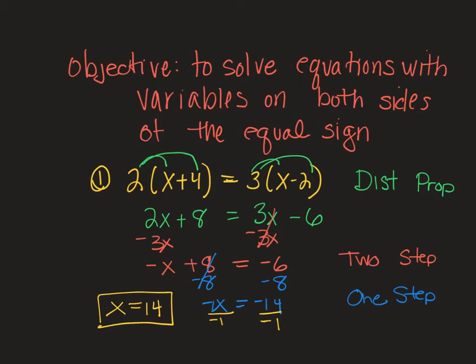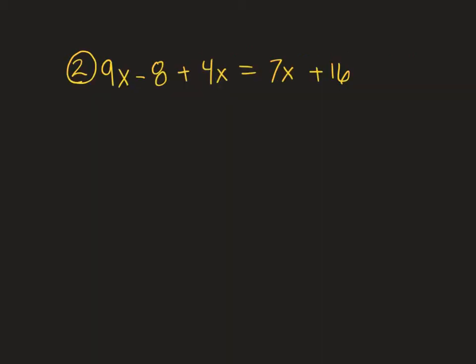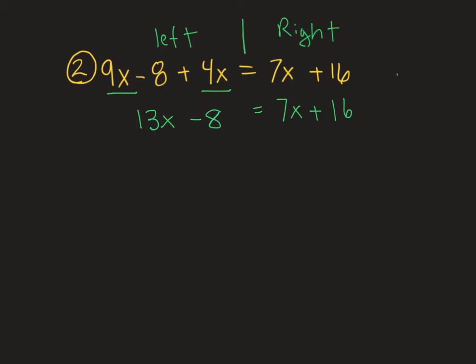Let's look at another problem. If we look at this problem, and divide it into the right side of the equation and the left side of the equation, the right side of the equation has no work to be done at the moment. 7x plus 16 does not have a distributive property, and it doesn't have like terms that can be combined. But over here on the left side, I see that there is a 9x and a 4x that I will need to combine to make a 13x. So I will need to combine those like terms first.